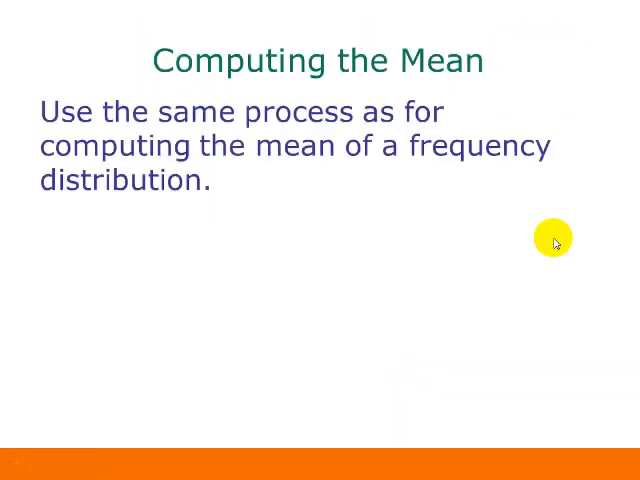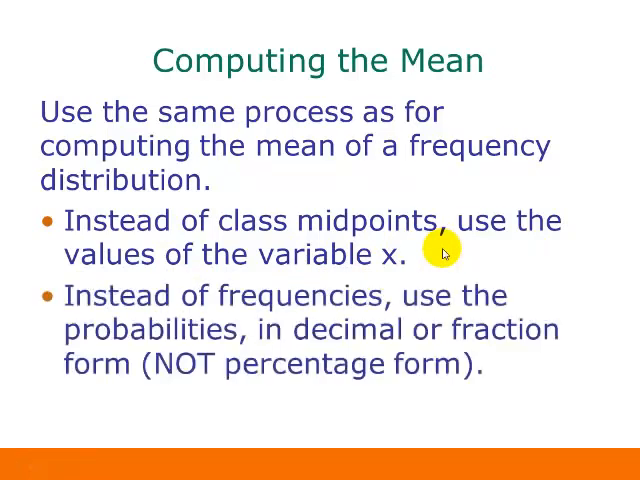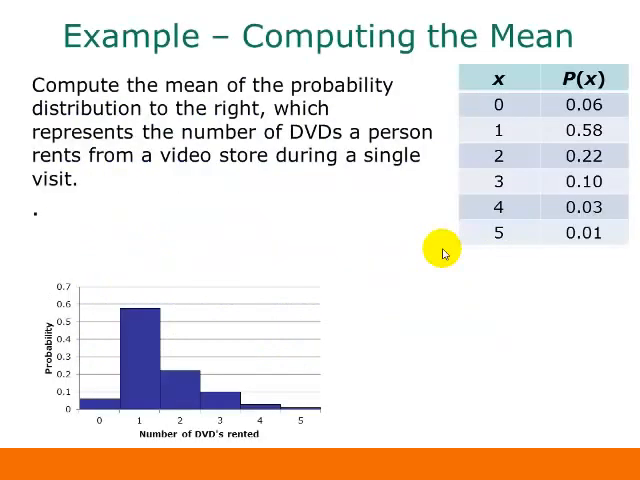Now, to actually compute the mean, we use basically the same process as we did for computing the mean of a frequency distribution. Only instead of class midpoints, we just use the values of the variable x, since we've got discrete values. And instead of frequencies, we're going to use the probabilities in either decimal or fraction form, not in percentage form.